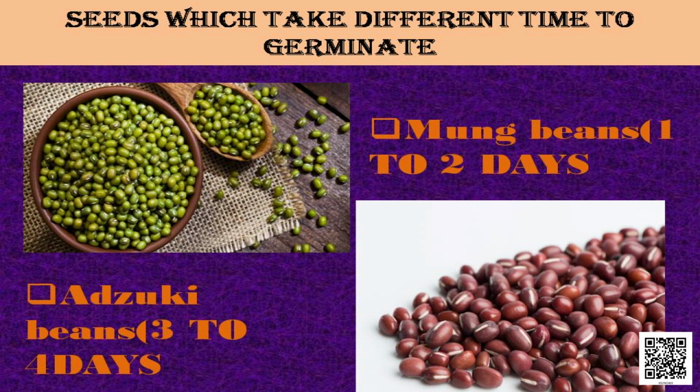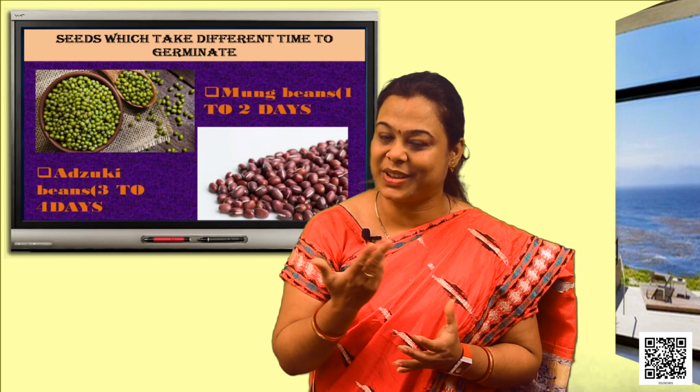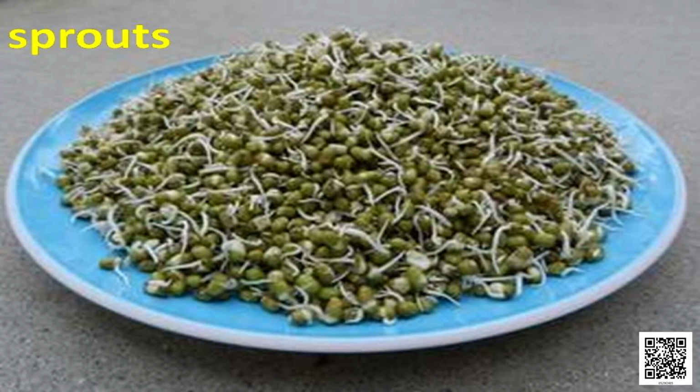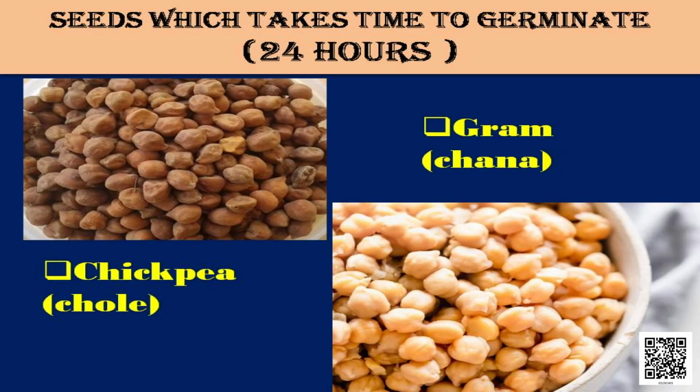But on the other side, if you take the beans or the azuki seed, it takes 3 to 4 days. So it depends upon the seeds. We can see an example in the picture: these are the sprouts of moong dal, okay? And these are the chana, gram or chickpea, chole. Most of you would love to have chole bhature, isn't it? It takes 24 hours for these seeds to germinate.